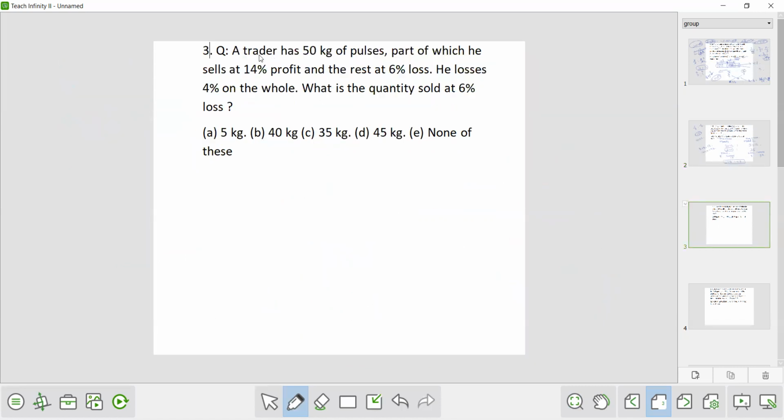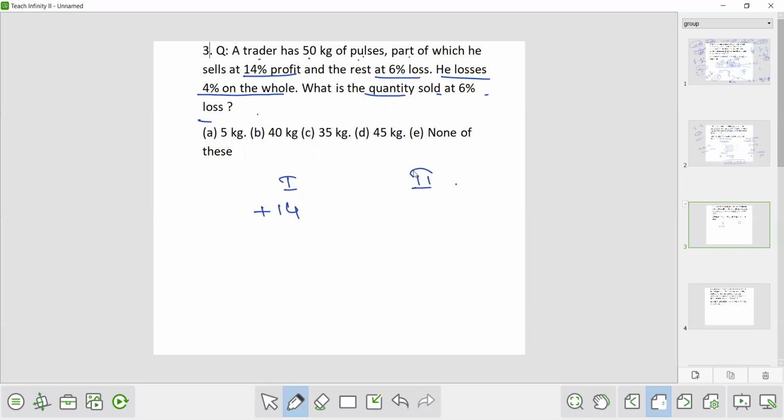Now question number 3. A trader has 50 kg of pulses, part of which he sells at 14% profit and the rest at 6% loss. He loses 4% on the whole. What is the quantity sold at 6% loss? The trader has 50 kg of pulses and he has divided it in two parts, quantity 1 and quantity 2. Quantity 1 he has sold at a profit of 14%, so plus 14.